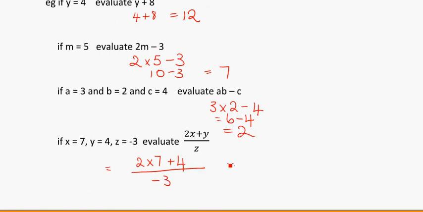Now let's work the top line out first. 2 7s are 14, plus 4 is 18. 18 divided by negative 3. Well, 18 divided by 3. 3 times what is 18? 3 6s are 18. But as the signs are unlike, we get a negative 6.